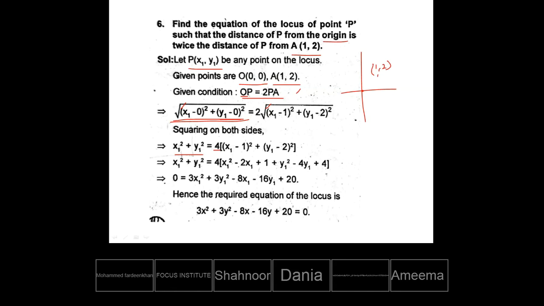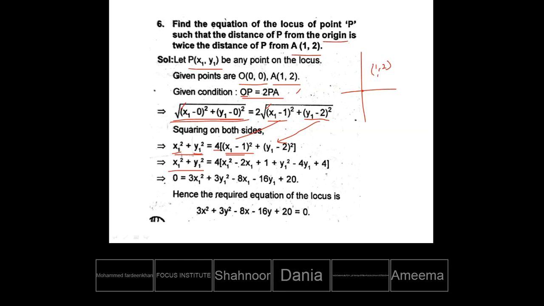Okay, and (x1 minus 0) whole square is x1 square, and (y1 minus 0) whole square will be y1 square. So x1 square plus y1 square is equal to 4 into, okay, the root has been cancelled, so the remaining is (x1 minus 1) whole square plus (y1 minus 2) whole square. So x1 square plus y1 square is equal to 4.